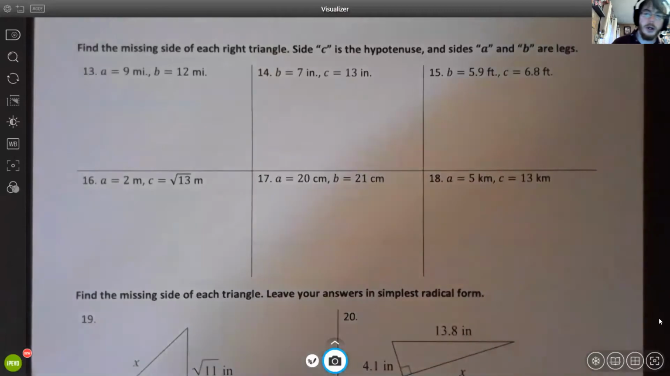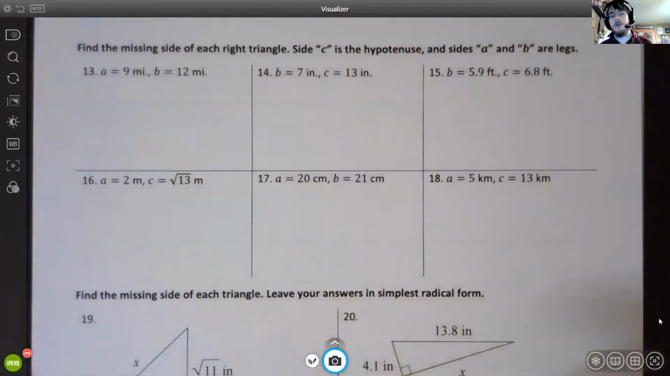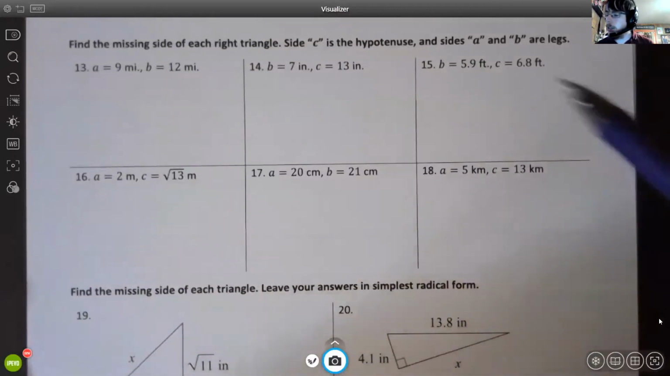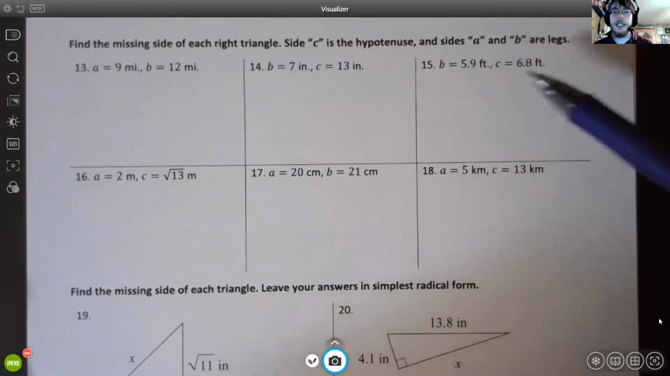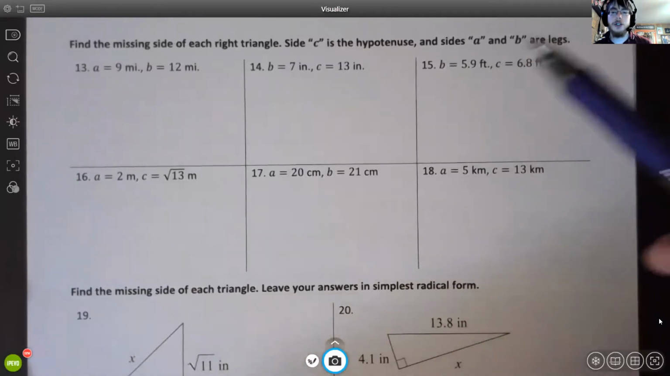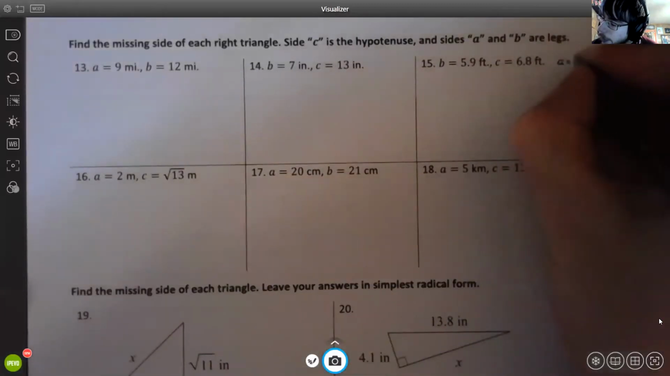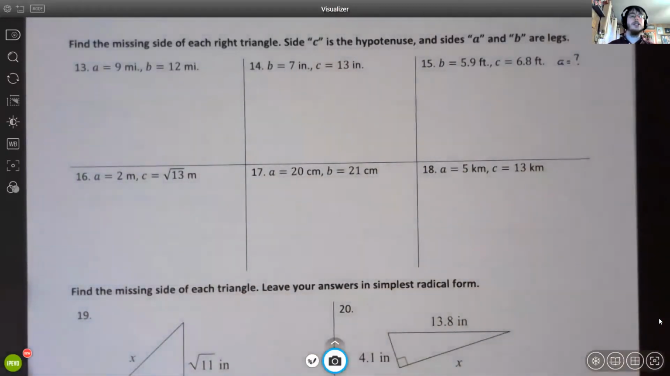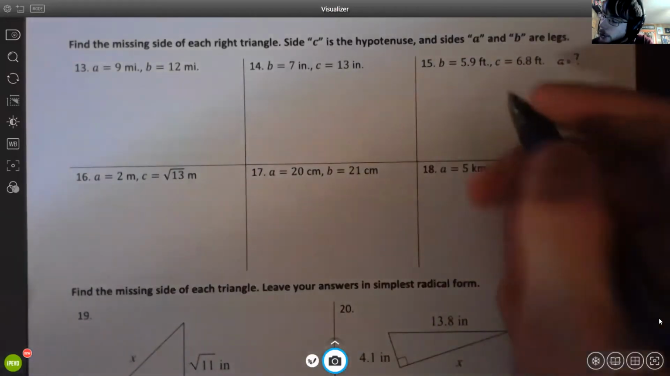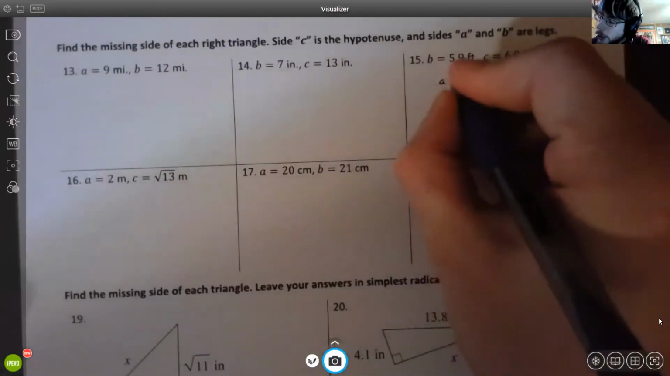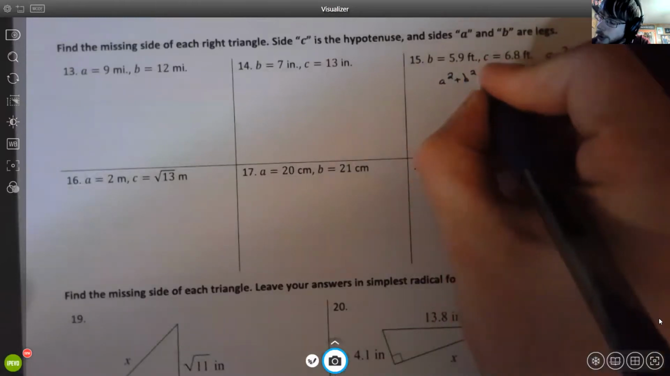So number 15, we have B equals 5.9 feet and C equals 6.8 feet. Since we have B and C, we're going to be looking for A. And since we know that these triangles are right triangles, we're going to have to use the Pythagorean theorem to solve for A. Remember that the Pythagorean theorem is A squared plus B squared equals C squared.